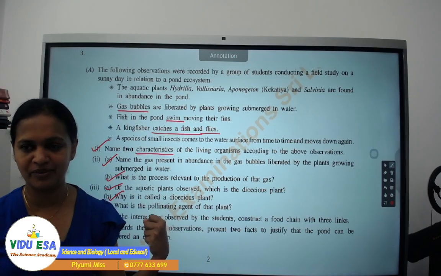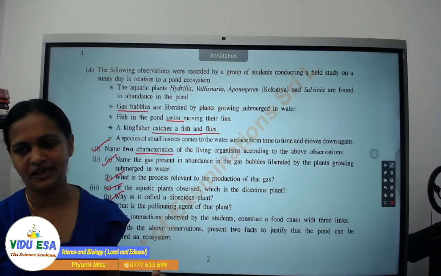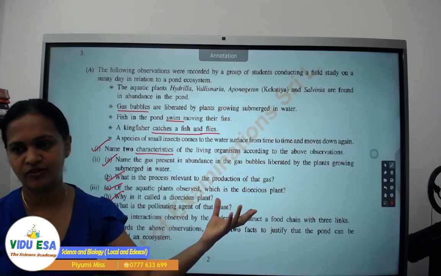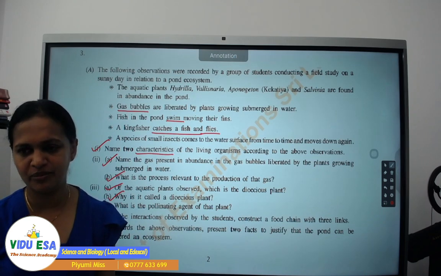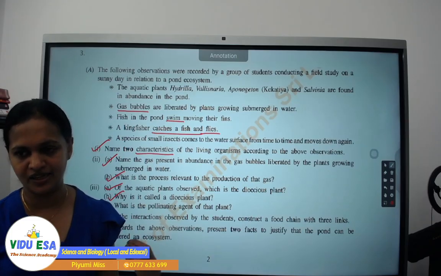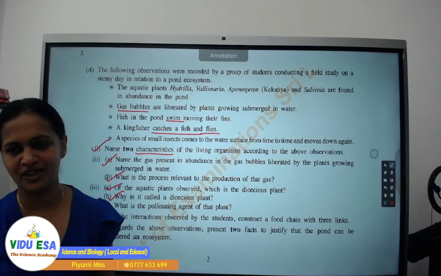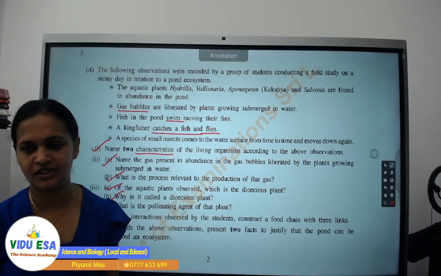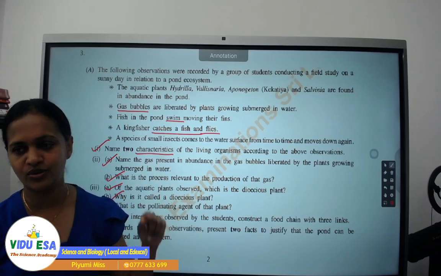Dioecious means staminate and pistillate flowers are born separately. That is the reason we don't usually say male and female flowers. Staminate is male, pistillate is the so-called female. So staminate and pistillate flowers are born separately. That is why we call it a dioecious plant.